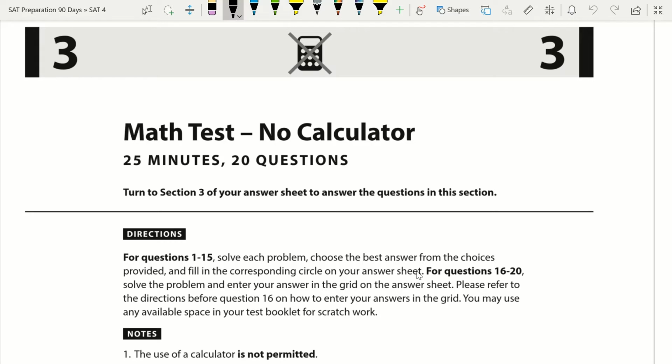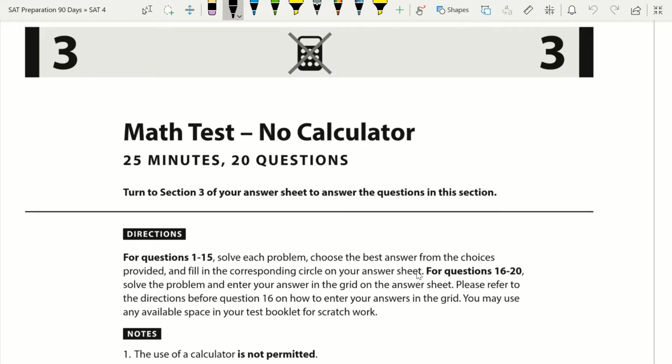And with that, let's get into what we're going to do today. So for today, we're going to start with the math no calculator section. So that's what I'll be talking about right now. You've seen me take three math no calculator sections the way I would if I were taking the SAT. You saw that in days 45, 46, and 47.